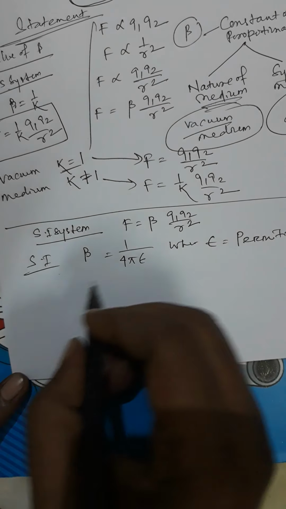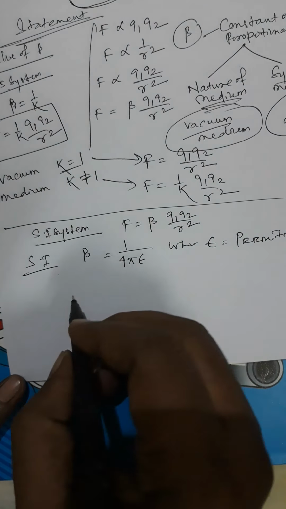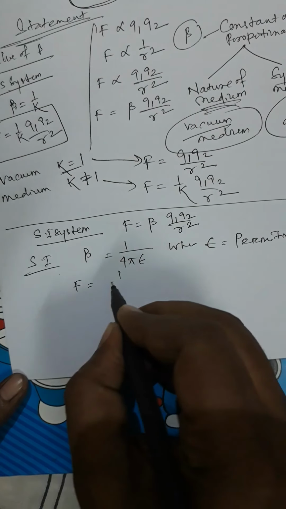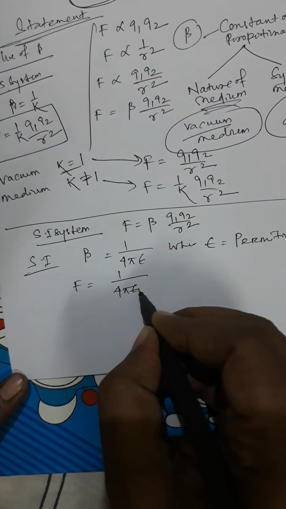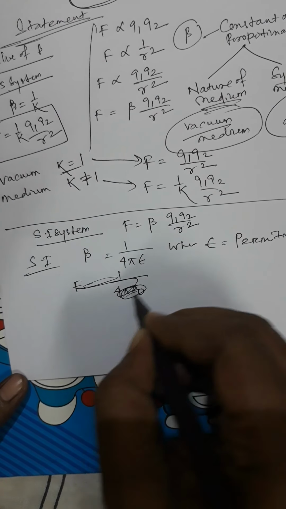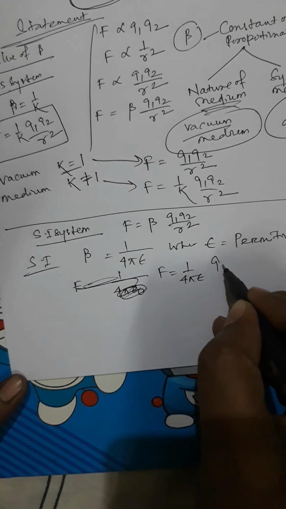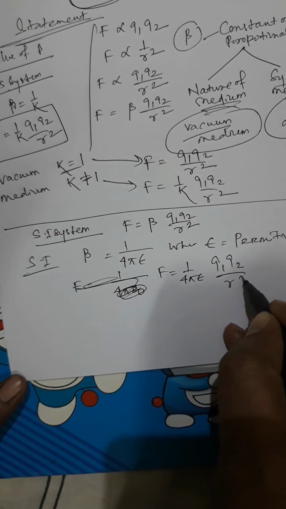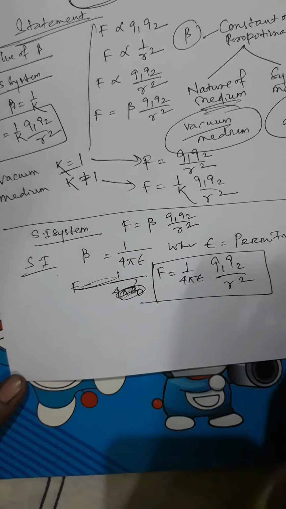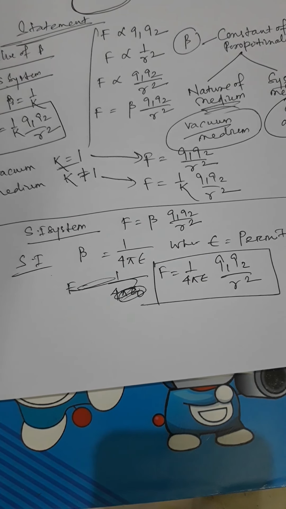So what will be the expression? F is equal to 1 by 4 pi epsilon q1 q2 by r square. Now this is the expression for Coulomb's force in SI system. Then you go on, like your CGS system, we will go to the vacuum.